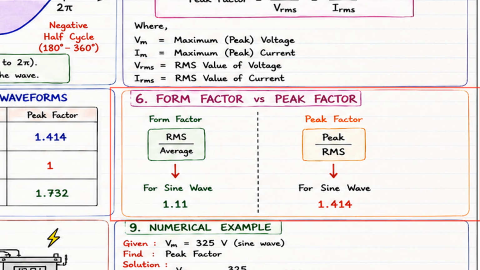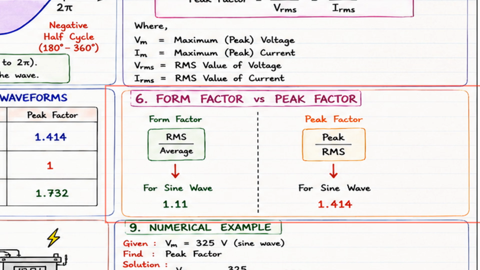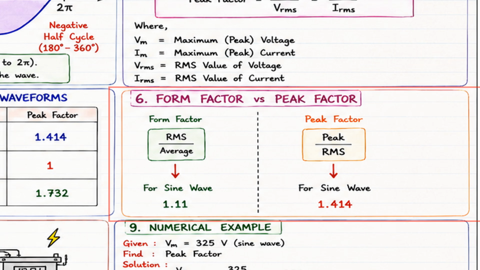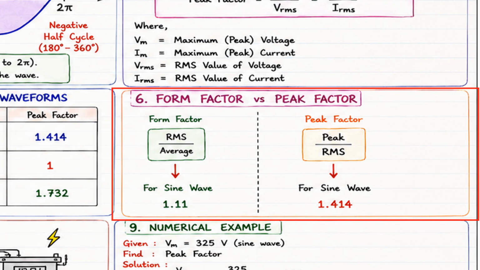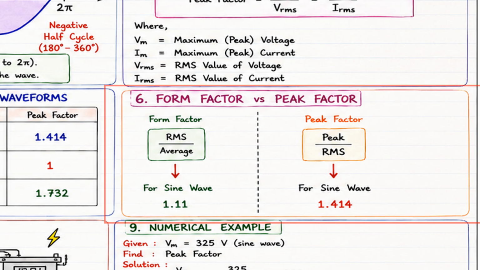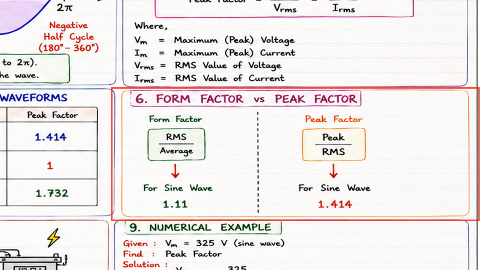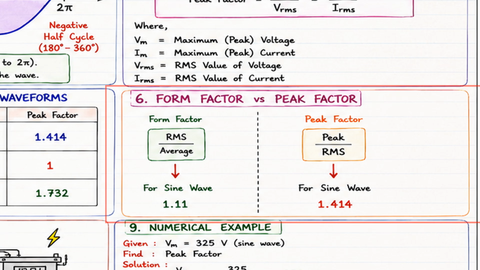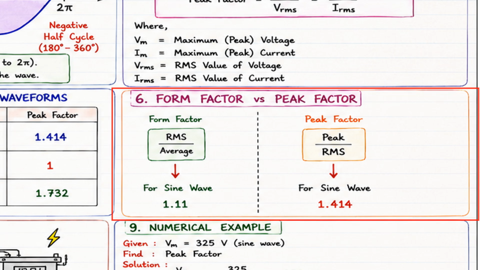Now in section number 6, form factor versus peak factor, the difference between two important concepts is shown. Many students confuse these two parameters. Form factor is the ratio of RMS value to the average value. But peak factor is the ratio of the peak value to the RMS value. Therefore, these two parameters have different applications.